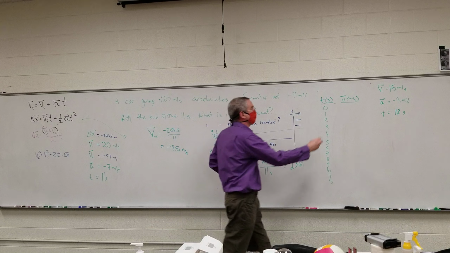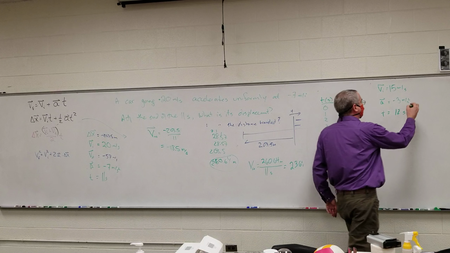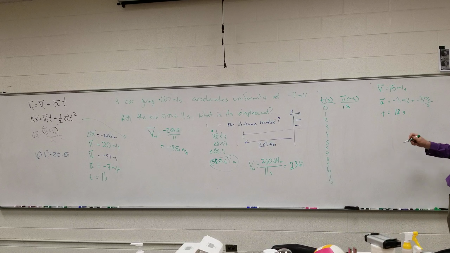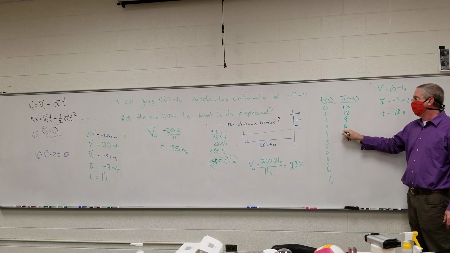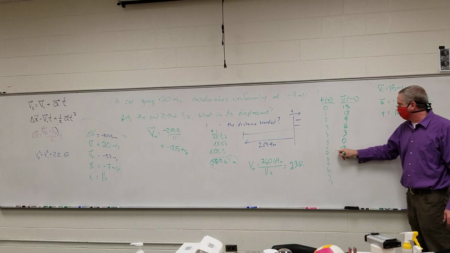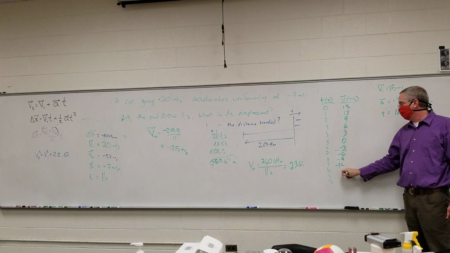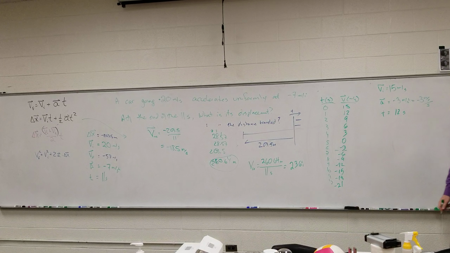My initial velocity is 15 meters per second. And my acceleration is negative 3 meters per second squared, which means negative 3 meters per second per second. My velocity is gonna change every second by negative 3. So it's 12, 9, 6, 3, 0, negative 3, negative 6, negative 9, negative 12, negative 15, negative 18, negative 21. All right, they sort of converge in the middle there.